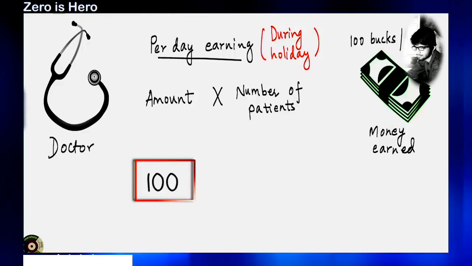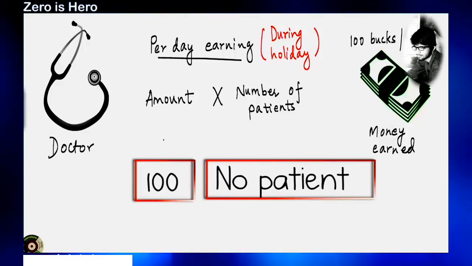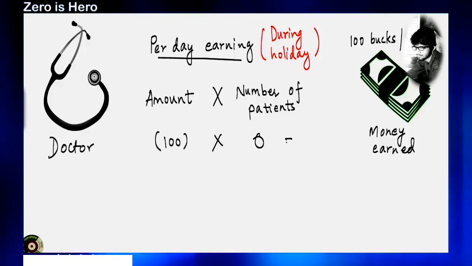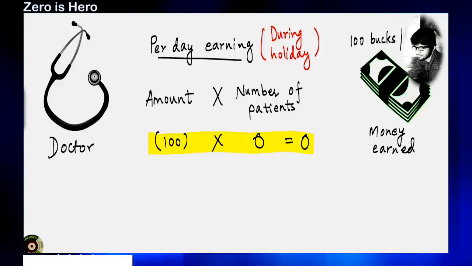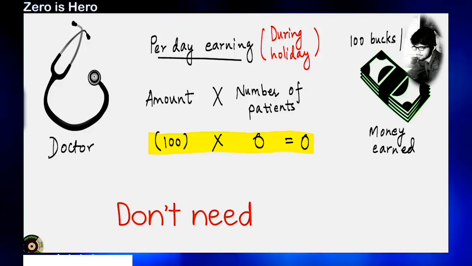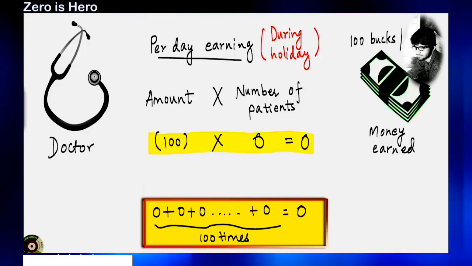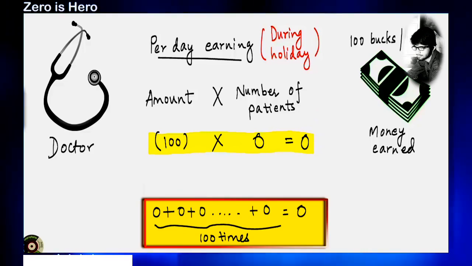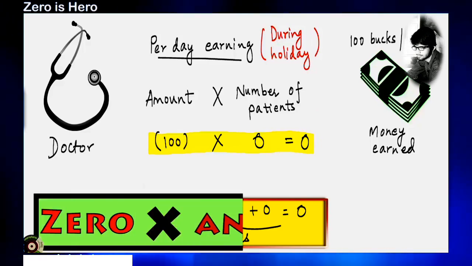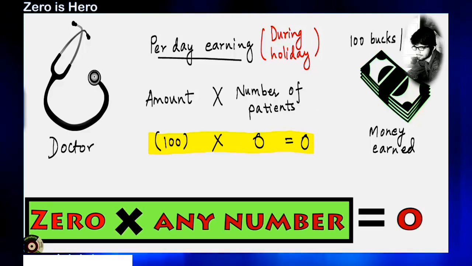But what about during a holiday? Your charges still remain 100. But since there were no patients, so the total money earned for that day would be 0 multiplied by 100, that is 0. This also means that you add 100 0 times, that is you don't need to add actually. Or you add 0 100 times, which will again result in 0 itself. And therefore we say that when 0 is multiplied by a number, it reduces its value to 0.